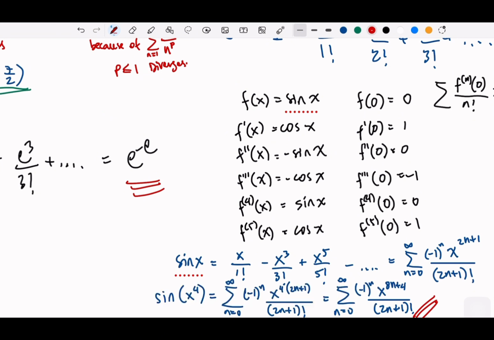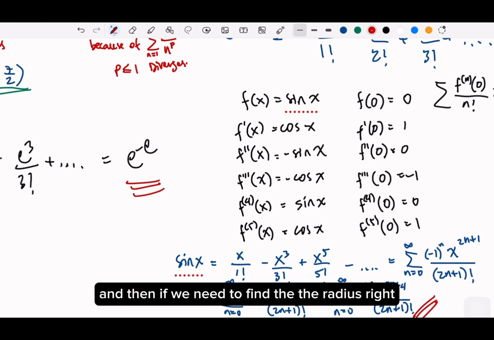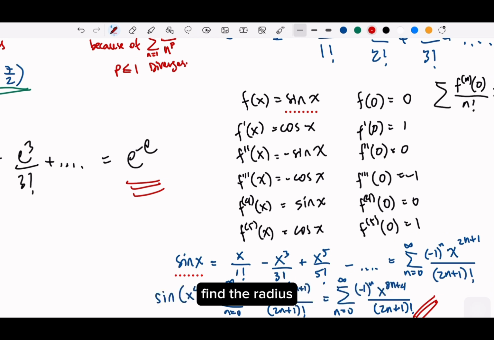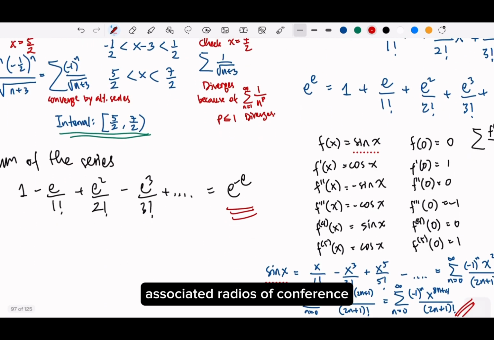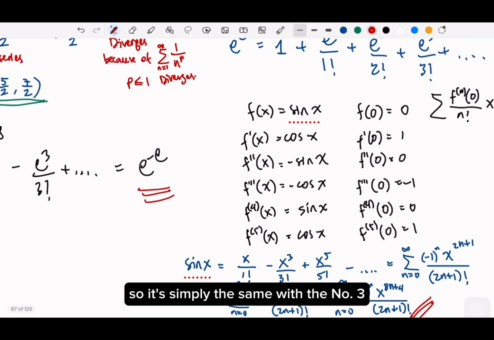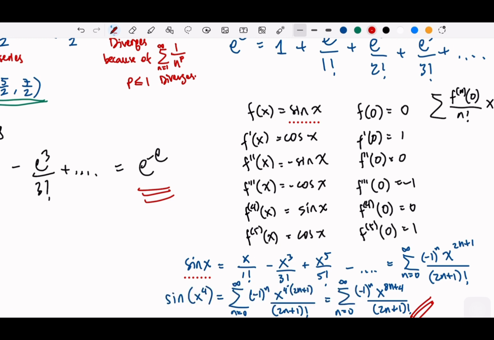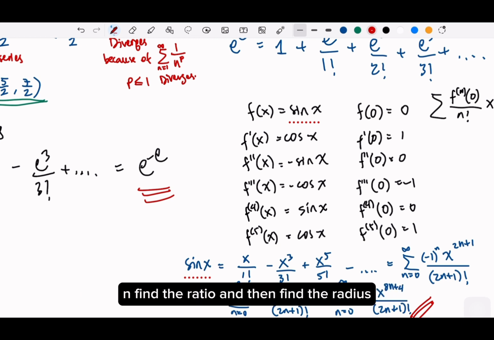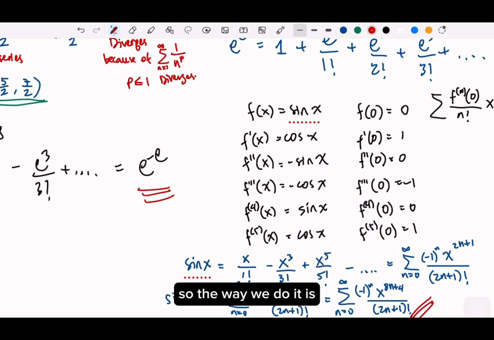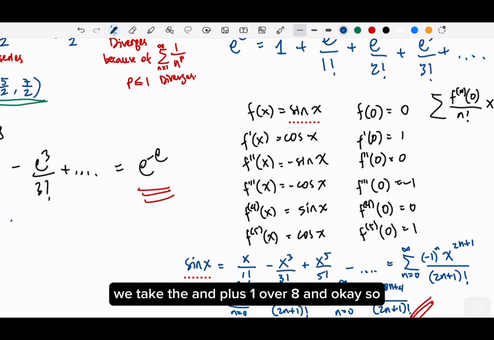Okay, and then we need to find the associated radius of convergence. It's simply the same as the previous one, which means this is our series now. We find the ratio from here using a(n+1) over a(n), and then find the radius of convergence. So the way we do it is we take a(n+1) over a(n).